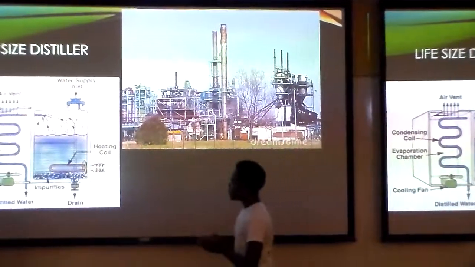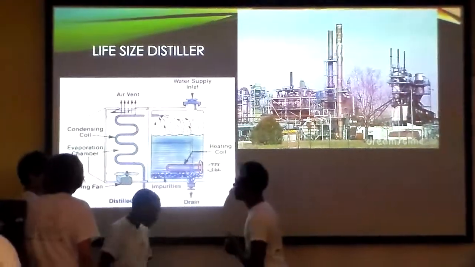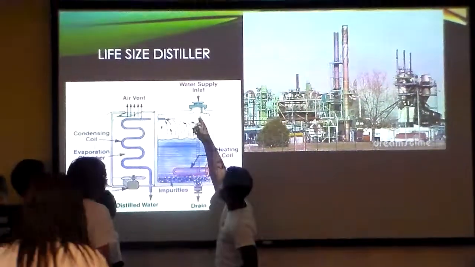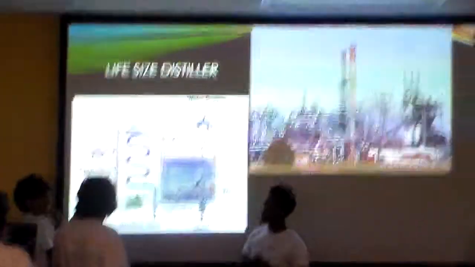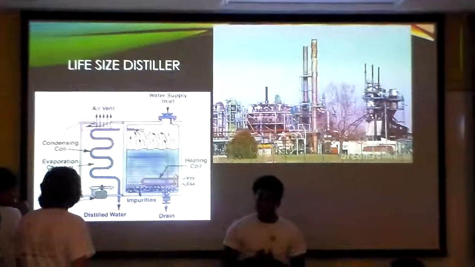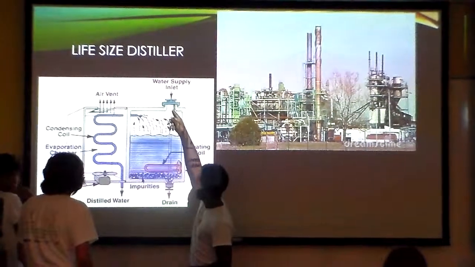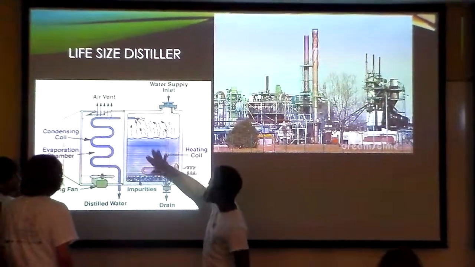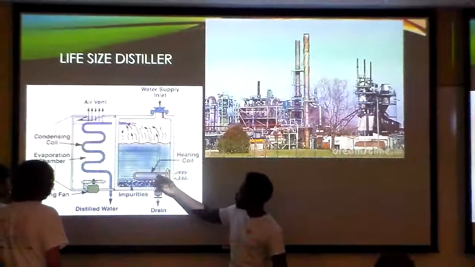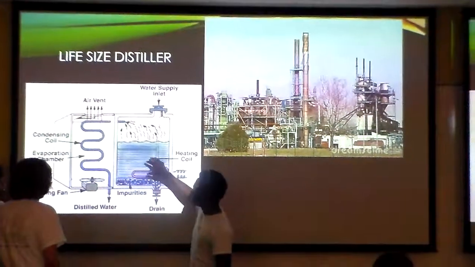This is a simpler model, and it starts here with the water supply, though in more advanced setups it's called a feed tank. What it does is bring the water here. When the water gets into this tank, this heating coil starts to heat it up. When it heats up, it makes the water boil.